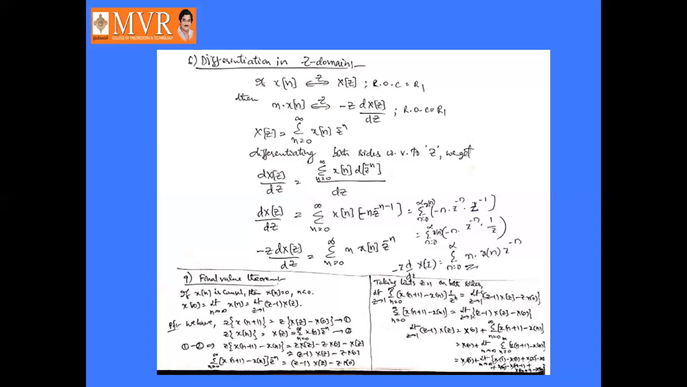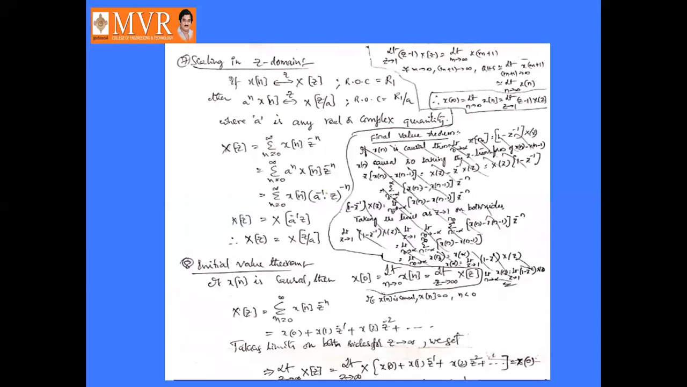plus sigma n equal 0 to infinity of (x of n plus 1 minus x of n), or it is equal to x of 0 plus the limit m tends to infinity of sigma n equal 0 to m of (x of n plus 1 minus x of n). So by expanding this, we get the limit z tends to 1 of (z minus 1) into X of z equal to the limit m tends to infinity of x of m plus 1. If m tends to infinity, m plus 1 also tends to infinity. So the RHS is the limit m plus 1 tends to infinity, that is n tends to infinity of x of n. So x of infinity equals the limit n tends to infinity of x of n, that is equal to the limit z tends to 1 of (z minus 1) into X of z.